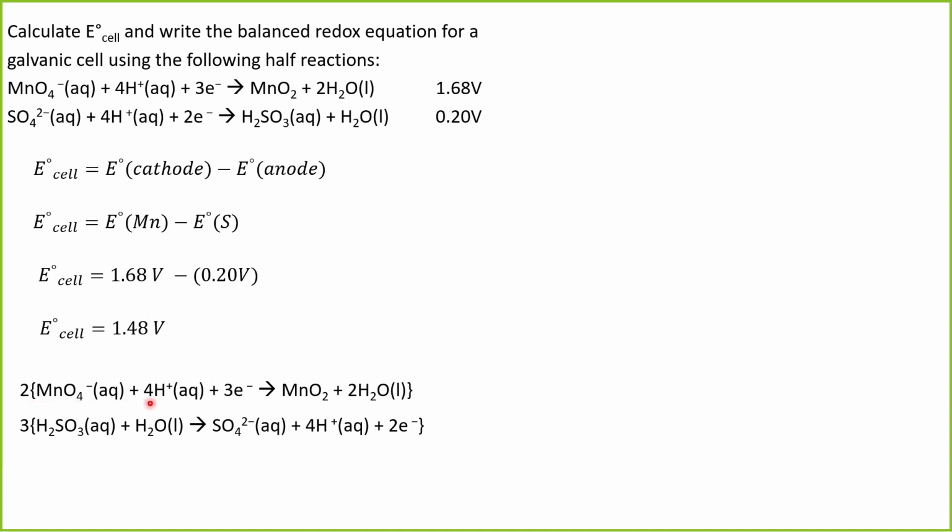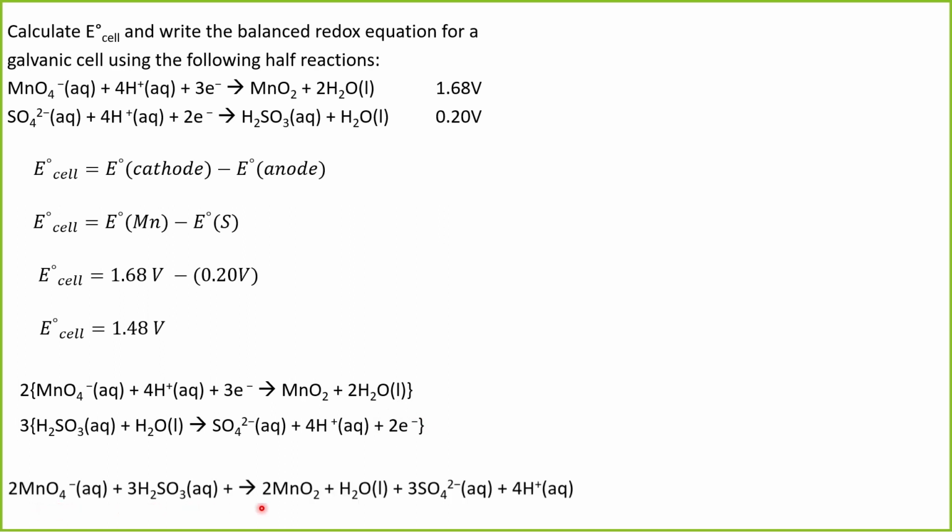Okay, here is my manganese, again multiplied by 2. Here is my sulfur multiplied by 3, and you can see I have switched my sulfur. I now have electrons as a product. When I add these two half reactions, I get this as my overall balanced equation. Let's do a calculation with another galvanic cell in a slightly different way.